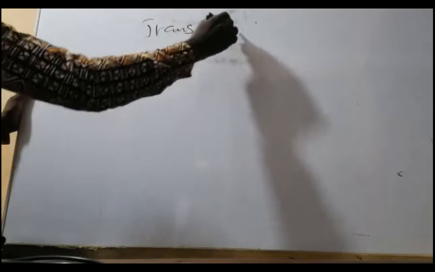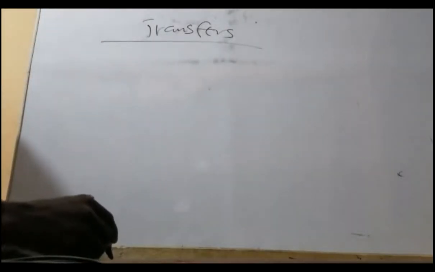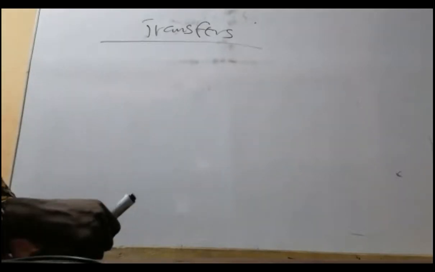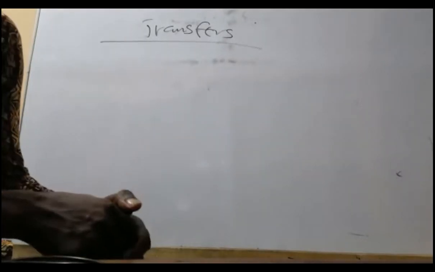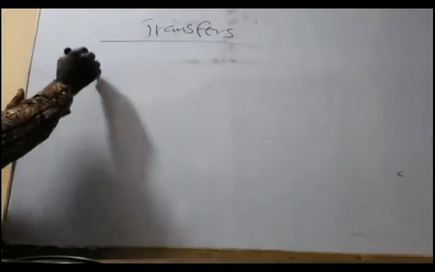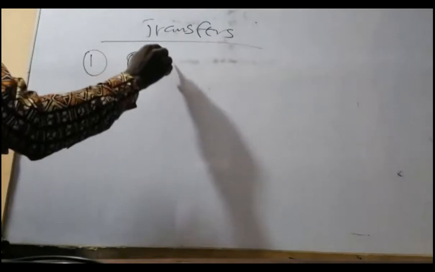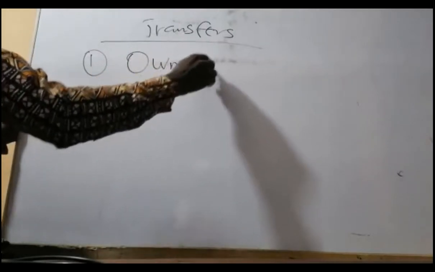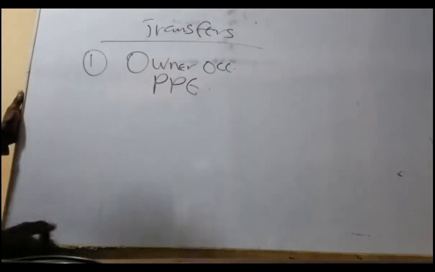Or between the IAS, the consolidation. So transfers. What do you mean by transfers? There are various types of transfer. Here you are moving the assets from owner occupied to investment property, and vice versa. So transfer number one: you are moving from owner occupied. When you say owner occupied, we are referring to the PPE. So formerly the owner was occupying it.